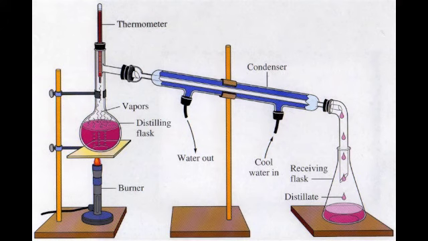This is a picture of a distillation apparatus. You can see in the distilling flask there's a solution, and underneath is the Bunsen burner to raise the temperature of the solution. Alcohols normally have lower boiling points than the rest of the solution, so the alcohol will evaporate out first, and the alcohol vapor will condense in the condenser, which is cooled by tap water running through it. And the condensed alcohol will then drip into the receiving flask and form a distillate.